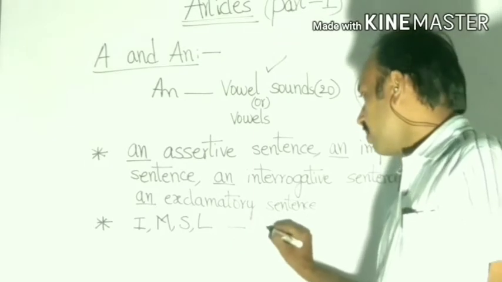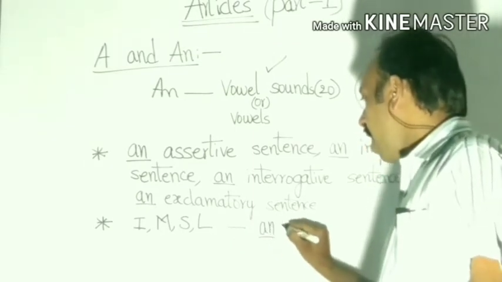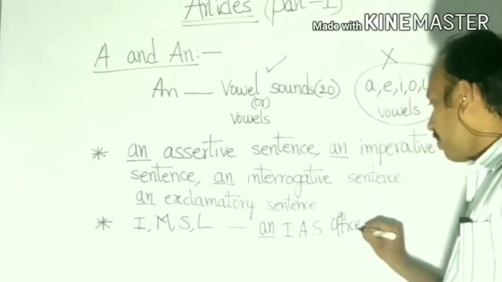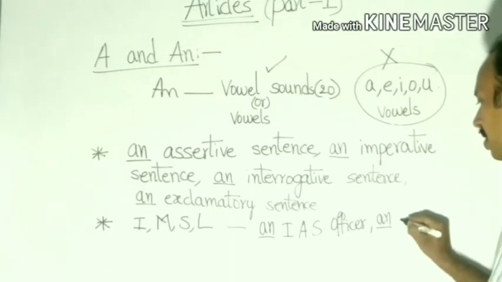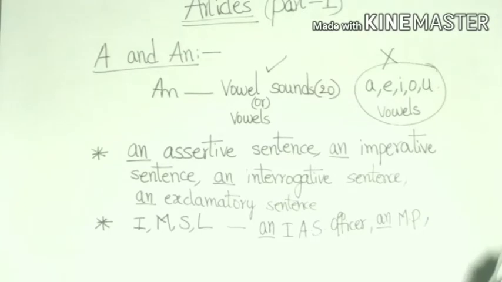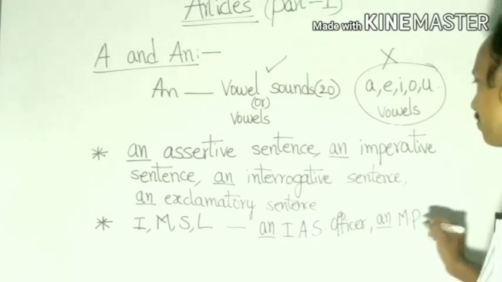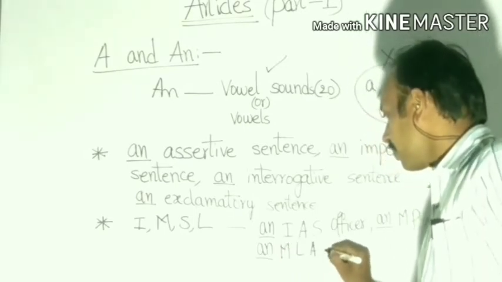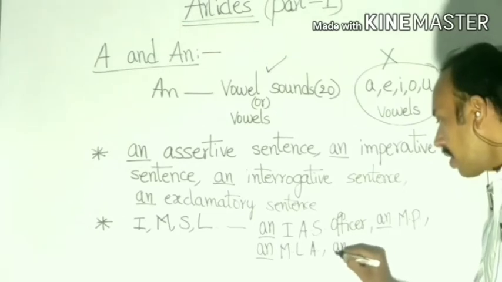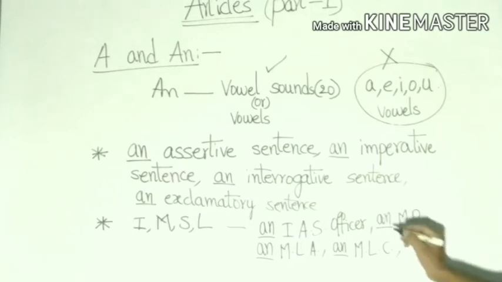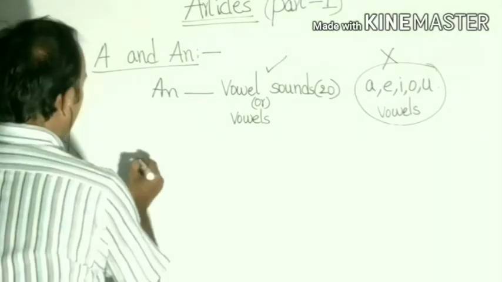The examples are: an IAS officer, an MP, it's not "em-pee", pronounce correctly, an MP, an MLA, an MLC. So like that. An LLB. Next point.